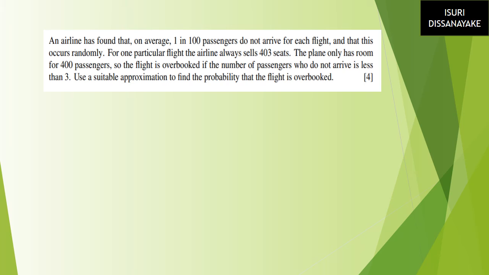So the flight is overbooked if the number of passengers who do not arrive is less than 3. Please look at this. The sum says the flight is overbooked if the number of passengers who do not arrive is less than 3. Use a suitable approximation to find the probability that the flight is overbooked.